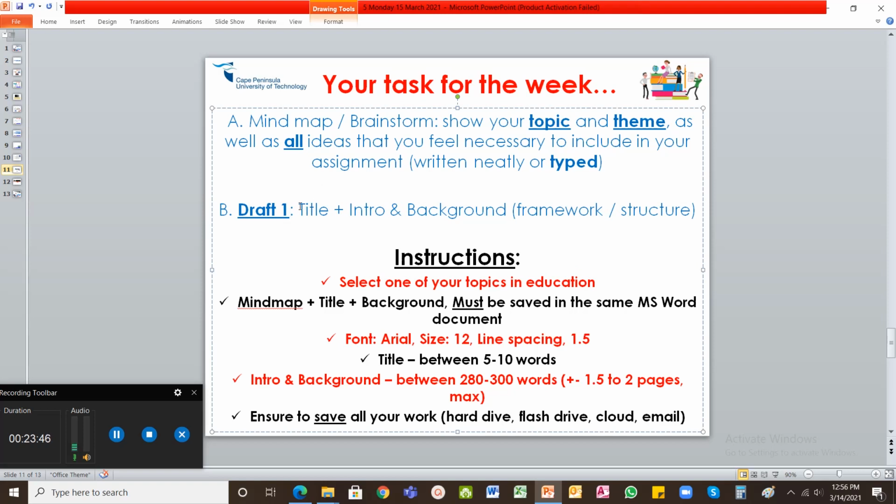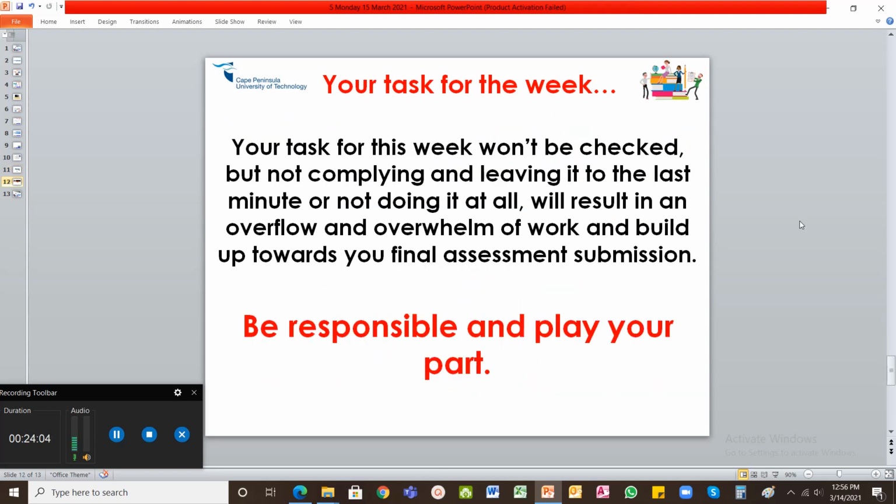Draft 1, I would like to see the title of your assignment, and I would like to see the introduction and background of your assignment. And please follow these instructions at the bottom so that you can be guided in terms of how to complete your assignment. Your task won't be checked, but if you are not complying with your work and you leave your work to the last minute or you don't do it at all, this will result in an overflow and overwhelm of work, and it will build up towards your final assessment.